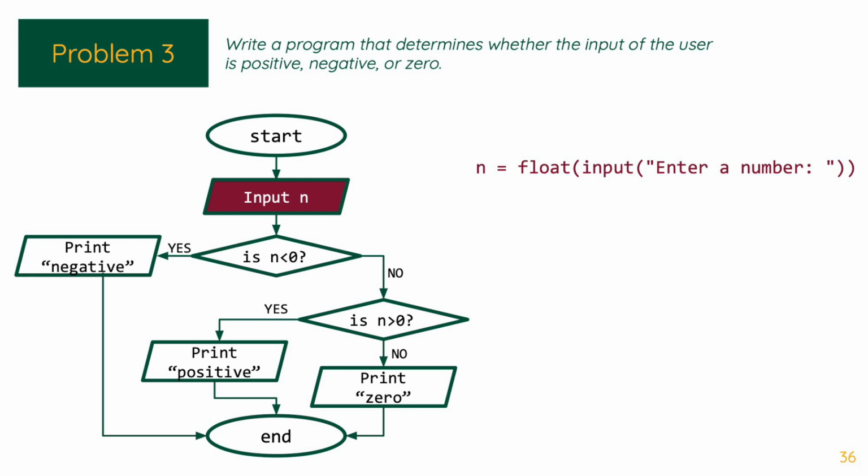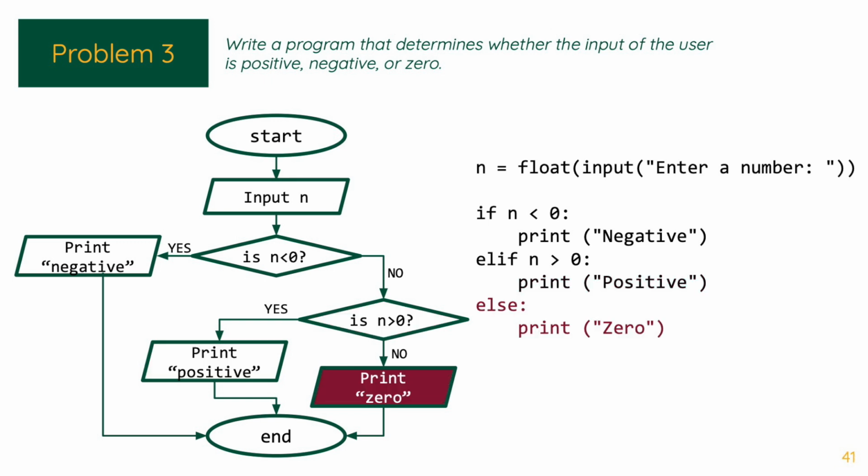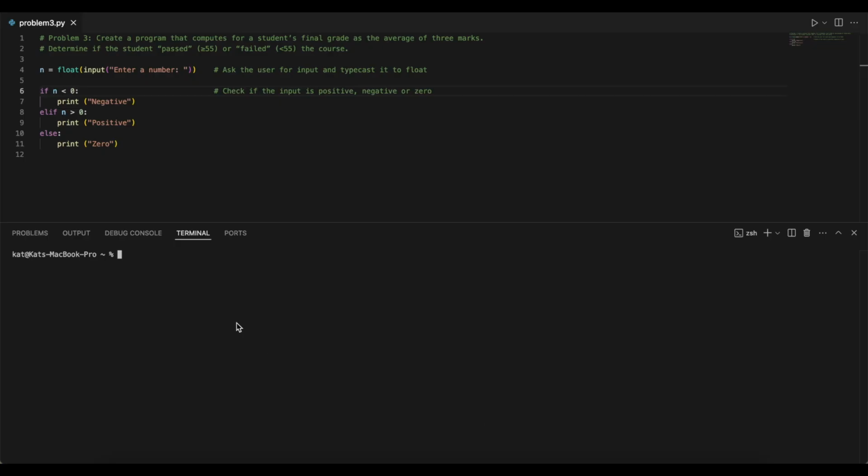Get an input from the user, typecast it to float, then save the value to n. Then we use the if-else statements to check if n is positive, negative, or 0. If n is less than 0, print negative. Else if n is greater than 0, print positive. Else print 0. Here's a sample run of the program.